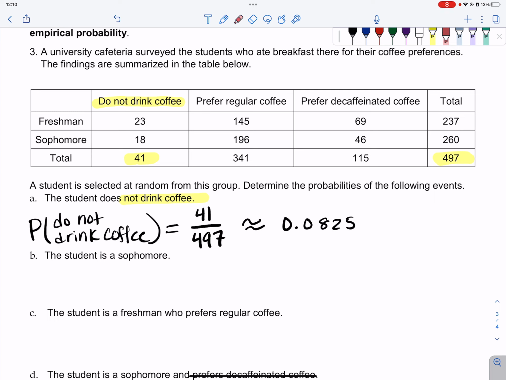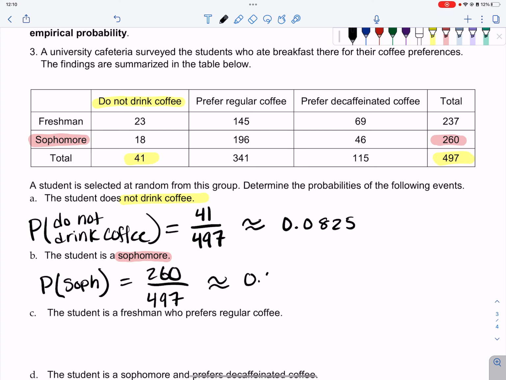The next one, we want the probability that the student is a sophomore. So now we see that sophomore is a row on this table. So we are going to find our total for that row, which we are given as being 260. So the probability that they are a sophomore is equal to 260 divided by the total number of people surveyed, which is still 497. So now 260 over 497 is approximately 0.5231.